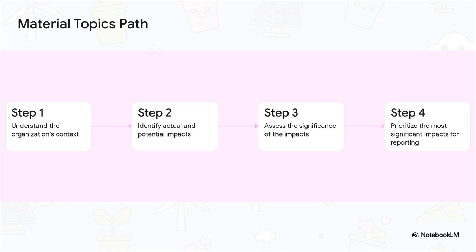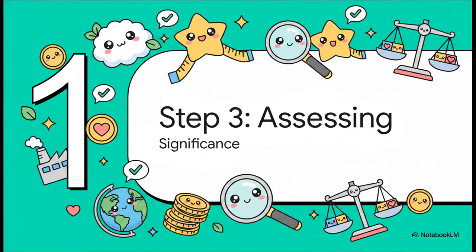Now, all these steps are important, for sure, but today we're going to zero in on the two that are absolutely critical for making the tough decisions. Step 3, which is all about assessing how significant your impacts are, and Step 4, which is about prioritizing them for your final report. All right, let's get into Step 3.